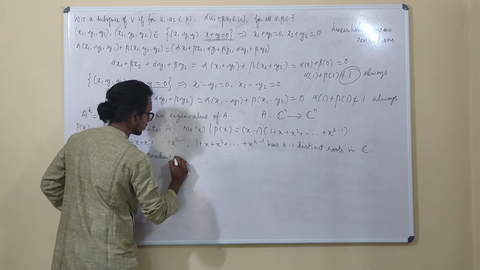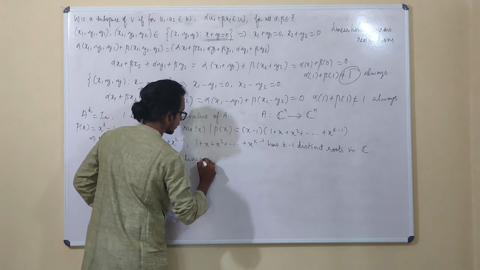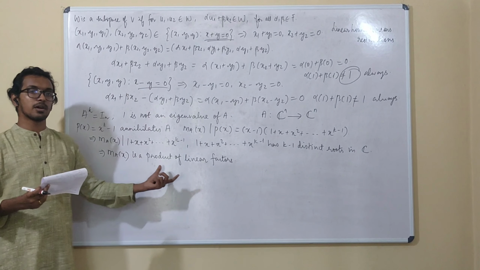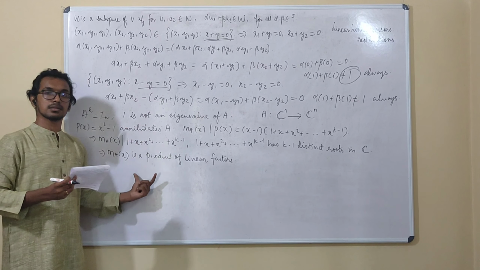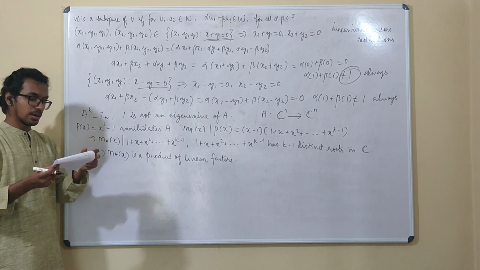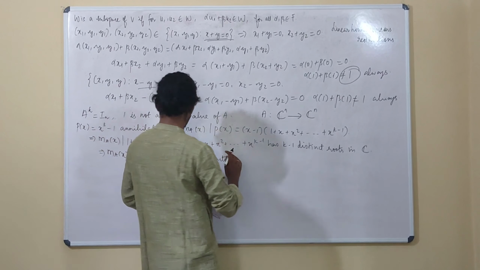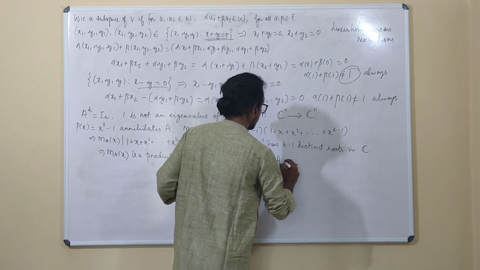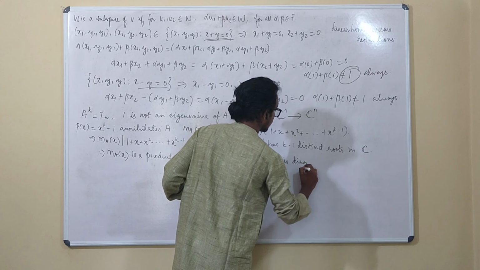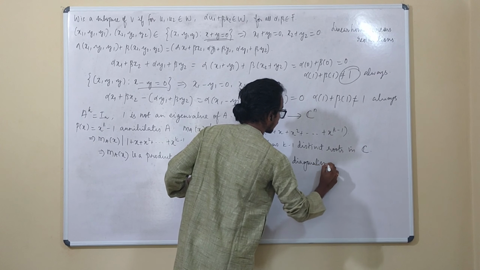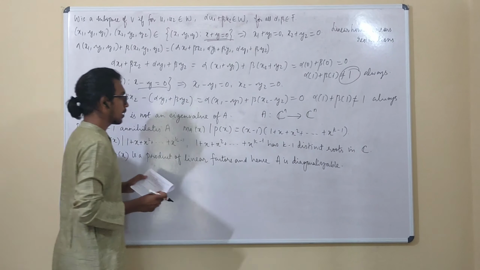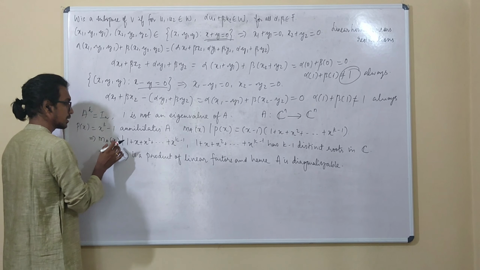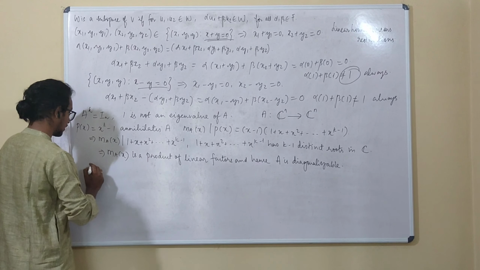In this case, your minimal polynomial is a product of linear factors. Whenever the minimal polynomial is a product of linear factors, this tells us that the matrix A is diagonalizable, and that is the first option. Hence the matrix A is diagonalizable. Since this can be treated as the minimal polynomial, of course this also annihilates the given matrix A.